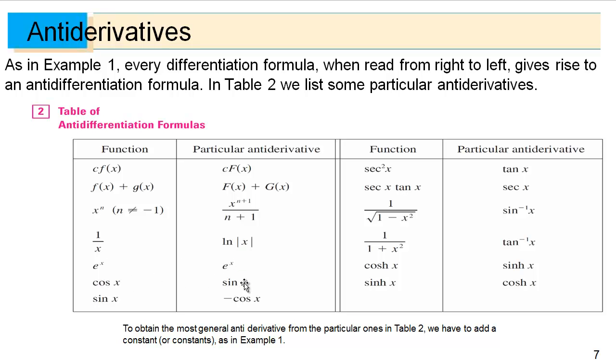Cosine goes to sine because the derivative of sine is cosine, right? And sine to negative cosine. And we can do the same with the rest of the trig functions. And then we can also list our inverse trig functions and our hyperbolics, because anything that we know what the derivative is, we know what the antiderivative is. Because, again, they're just inverses, right?